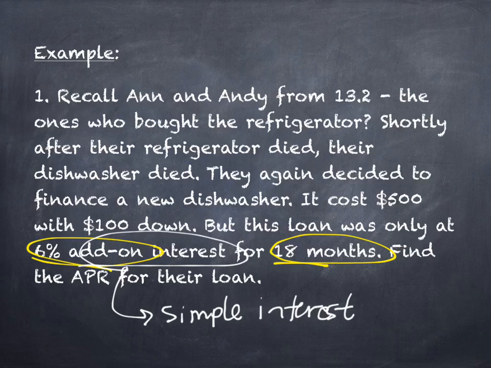All right, problem number one, we talked about Ann and Andy from earlier. You guys remember them, right? They bought a refrigerator. I shouldn't say bought, they financed a refrigerator. And now they're going to finance a dishwasher because that worked out so well the first time. We had a few pieces of information that we looked at last time. The original price of the dishwasher was $500. They paid $100 down. It's 6% add-on interest, and the time length on this one's 18 months.